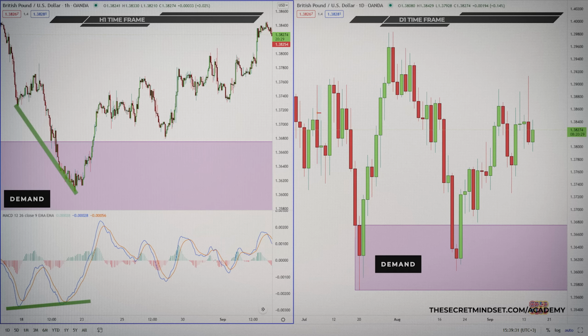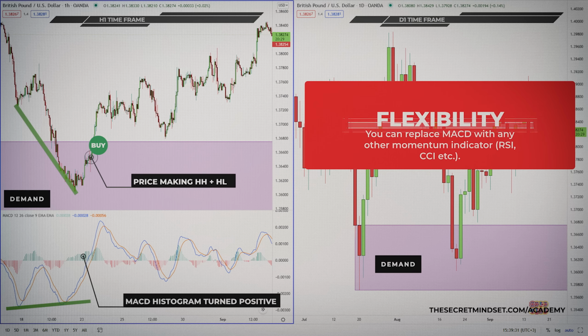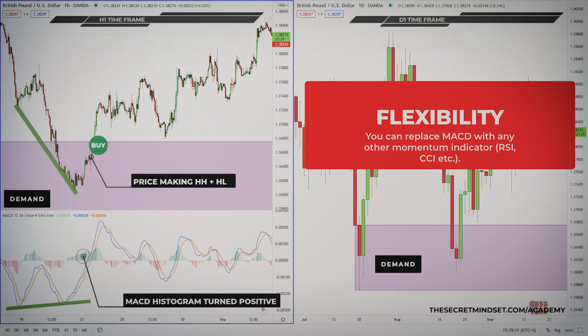On the 30-minute chart, here's the MACD divergence inside the demand zone, which means that momentum of the current price movement was failing. The MACD histogram turned positive, another bullish confirmation. Price then started to make higher highs and higher lows, another bullish sign. As it checked many confluence factors, an entry inside the demand area turned out to be a great trade. It goes without saying, you can replace the MACD with any other momentum indicator. If you don't like it, use the RSI instead for spotting divergences, for example.